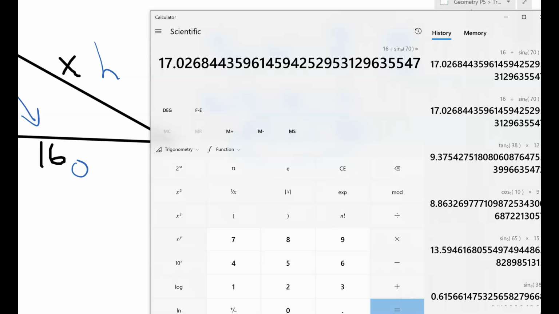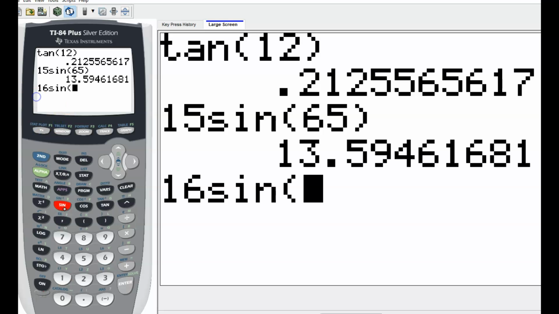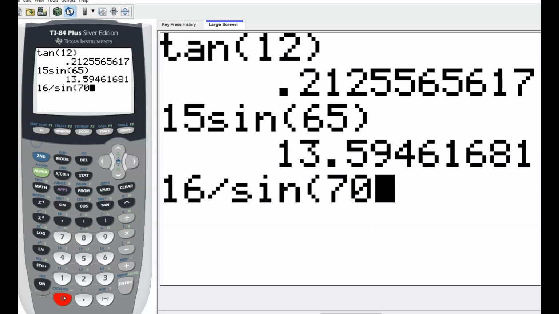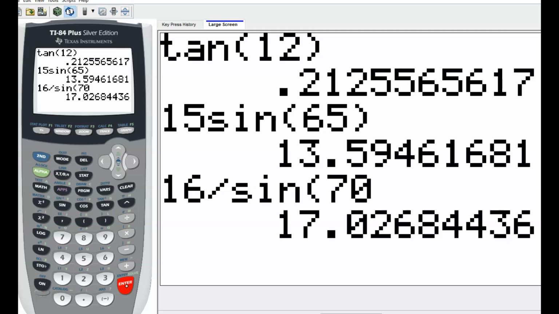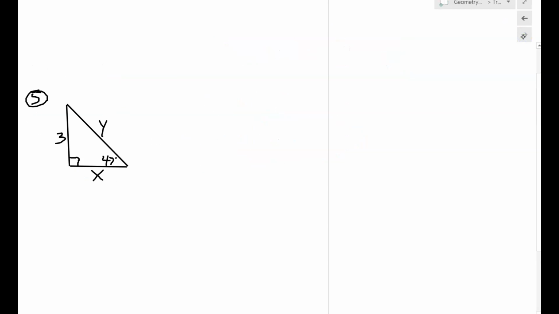Now on the other calculator, the ones we used to use in school, it's a lot simpler, because you go 16 divided by sine of 70. It's a little less button pushes, which you know I'm all about. The less button pushes, the better. Okay, all right, so let's try another one here.